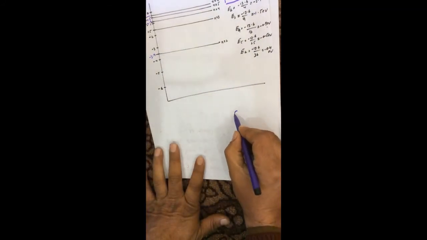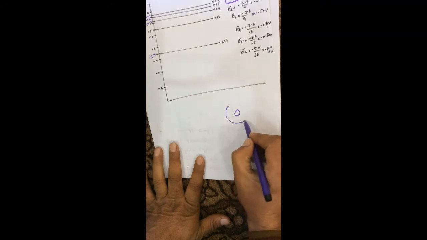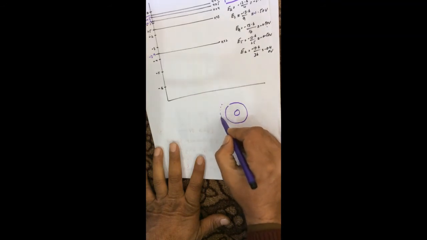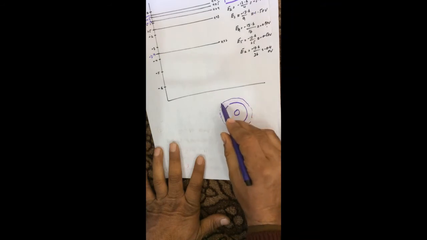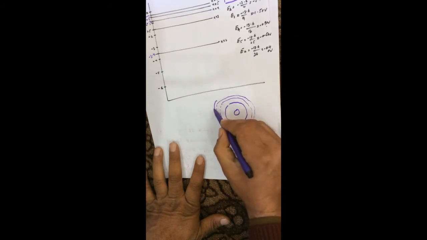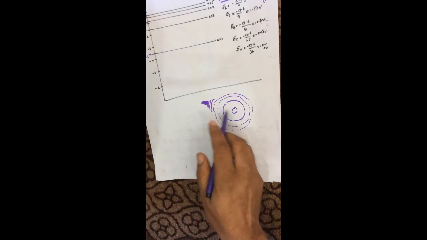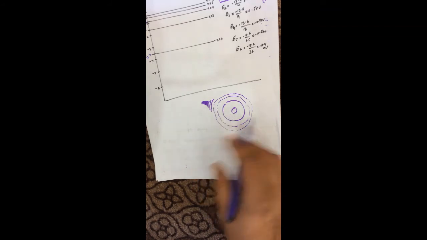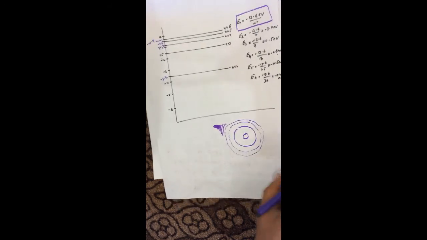If I plot this diagram in circular shape, this is the nucleus, this is K shell, this is L, this is M, this is N, and so on. And finally at infinity, these energy levels overlap each other, because as we move away from the nucleus, the difference between the energy of two consecutive energy levels decreases. So this is the energy level diagram of hydrogen atom.